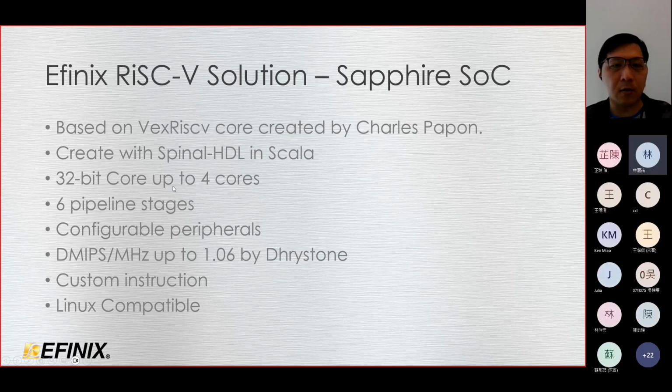It can support multi-core, up to 4 cores. Each core has 32-bit instruction size and data size. We support 6 pipeline stages. We have configurable peripherals such as SPI, I2C, GPIO, interrupt, and many other peripherals that we can support. From the benchmark, we can get up to 1.06 DMIPS per megahertz.